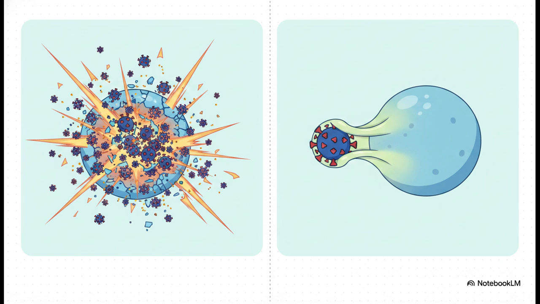The second method is budding. Here, the virus kind of pushes its way out, stealing a little piece of the host cell's outer membrane to use as its own new envelope. Budding lets the virus exit gradually one by one, which means it often doesn't immediately kill the hijacked cell.